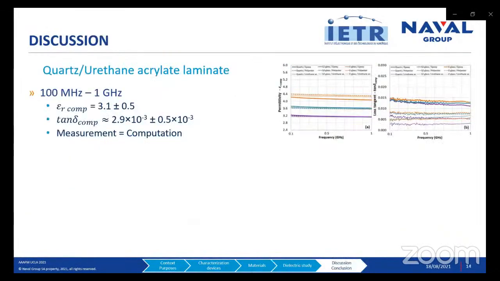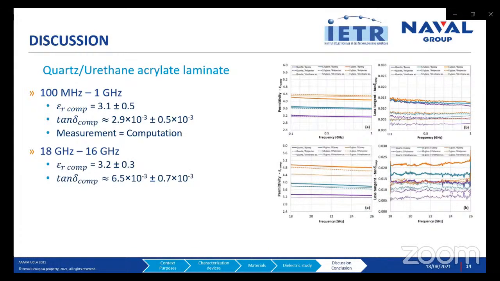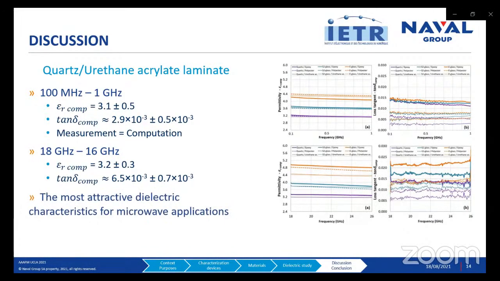We can now retain the quartz urethane acrylate laminate, which presents a relative permittivity of 3.1 and dielectric loss around 0.003 from 100 MHz to 1 GHz. At higher frequencies, the dielectric loss increased to 0.0065. This laminate is thus the most attractive one for microwave applications.